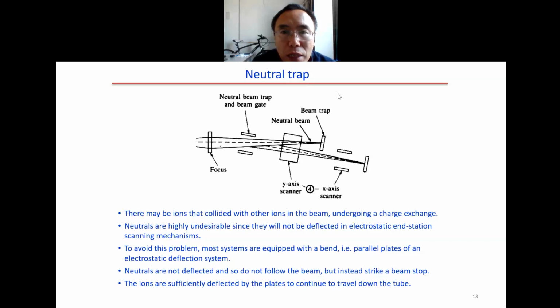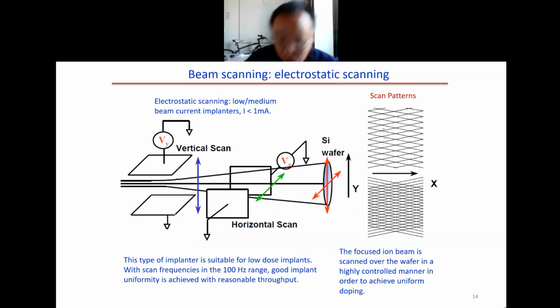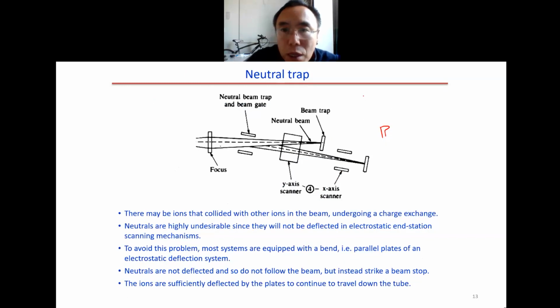Now let's look at the neutral trap. There may be ions that collide with other ions in the beam, and then they may undergo charge exchange. For example, a boron ion collides with another ion to form something like this. This one is neutral, not charged.